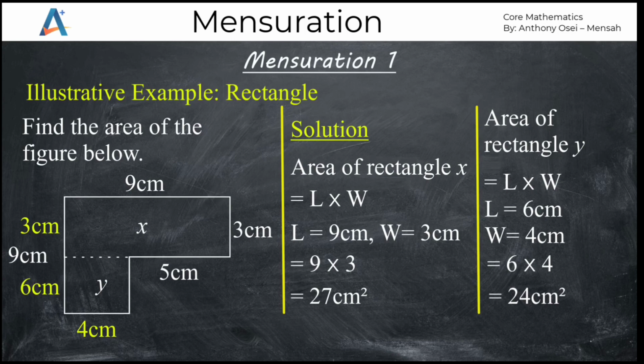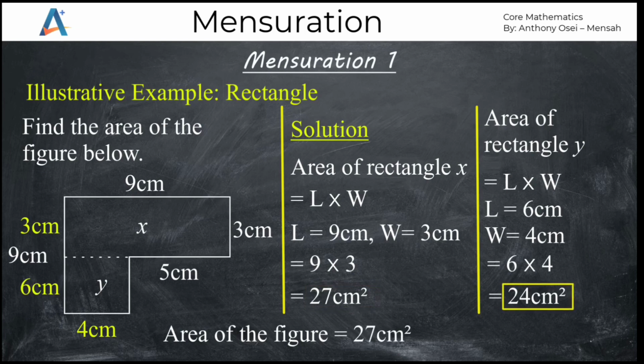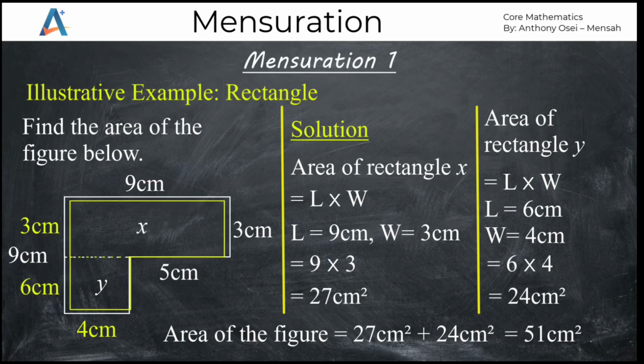So the total area of the figure will be equal to the first area for X, that is 27 centimeters squared, plus the area for Y, that is the figure Y, which is 24 centimeters squared. So 27 plus 24, using your calculator, will give you 51 centimeters squared. So the entire area of this figure drawn in the question will be 51 centimeters squared.